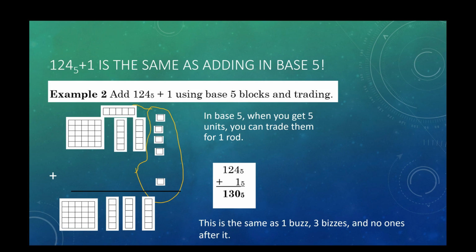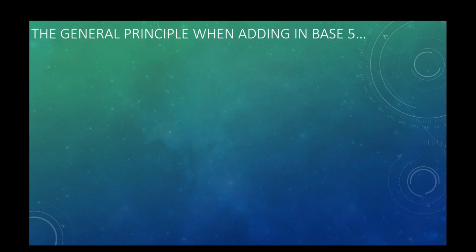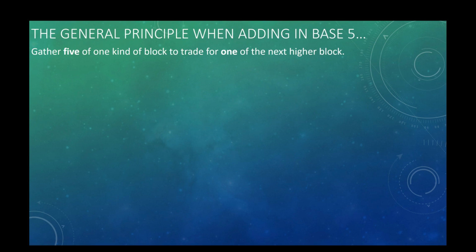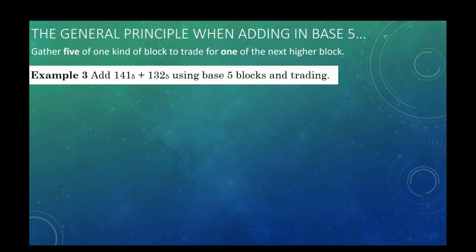This is the same as 1 buzz, 3 bizzes, and no 1s after it. So I added 4 and 1, and I got 5, and I traded that 5 for 1 in the next place value up. That's like this. Plus 1 gets me biz, biz, biz. So the general principle when adding in base 5 is to gather 5 of one kind of block to trade for 1 of the next higher block. So let's try adding using that general principle.